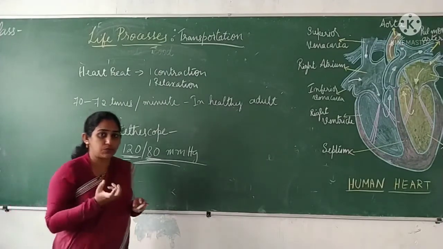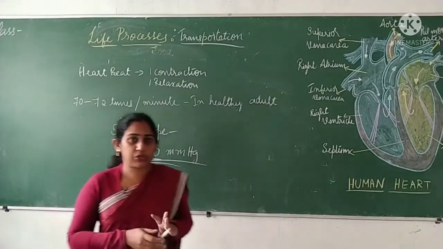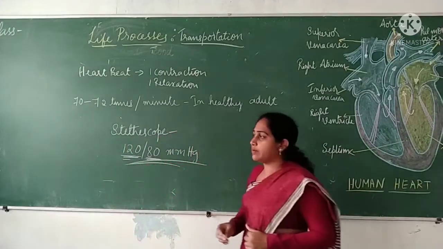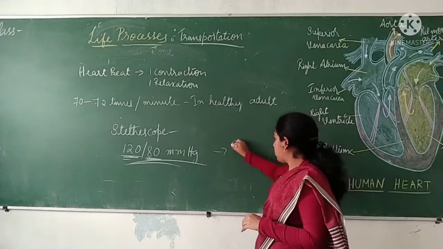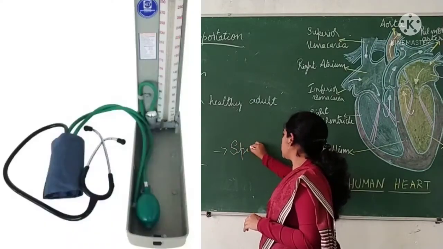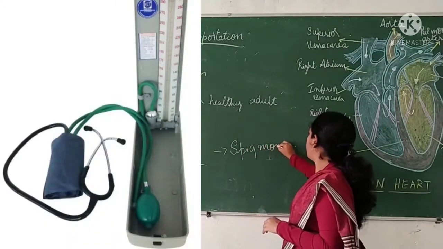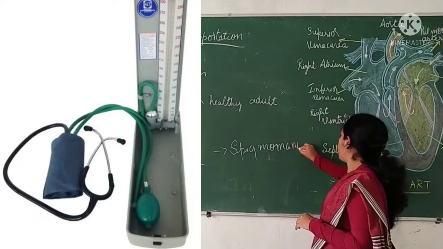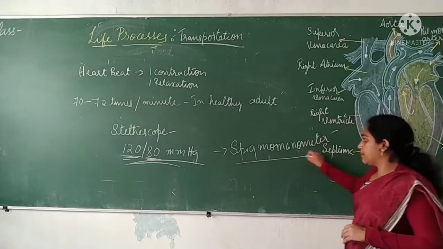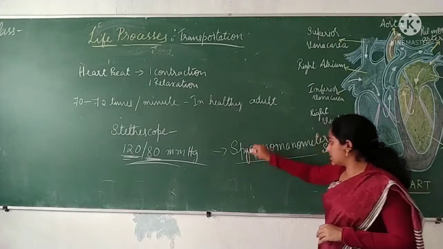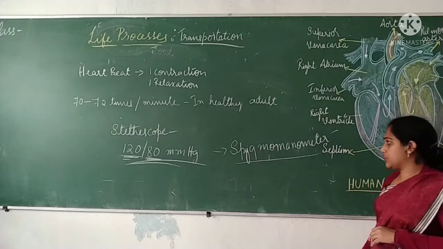So what is the instrument you use to measure the blood pressure? In olden days, even now in some of the clinics, you can find an instrument called a sphygmomanometer. This is the instrument which is used by the doctors to measure the blood pressure, sphygmomanometer.